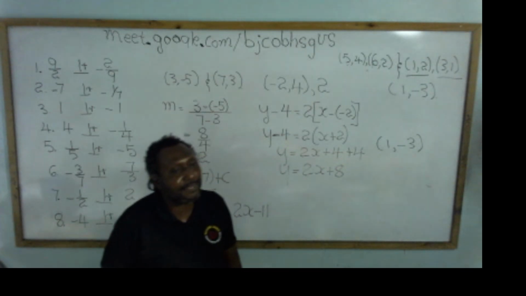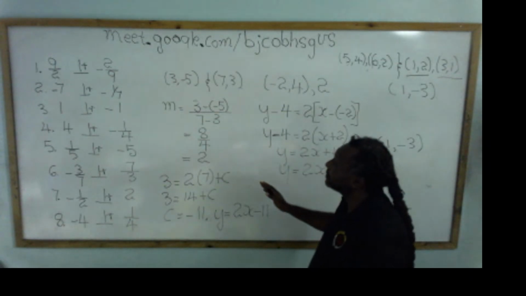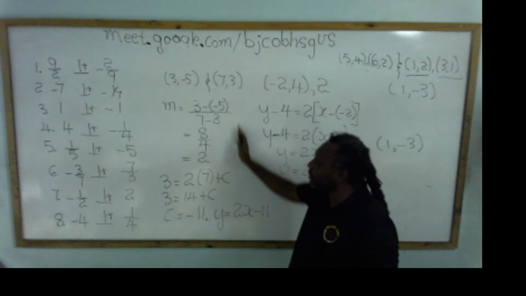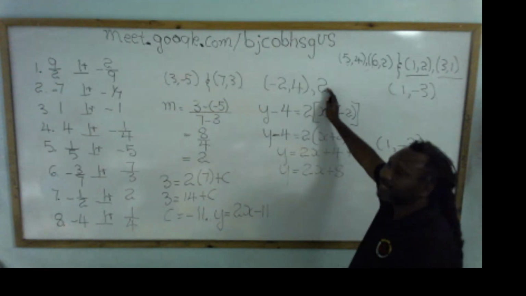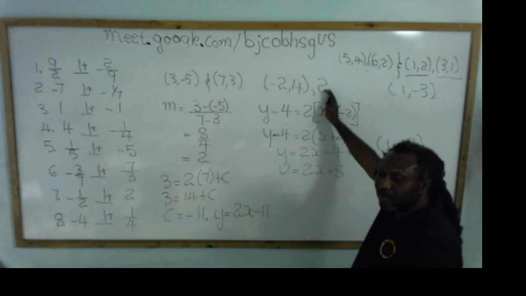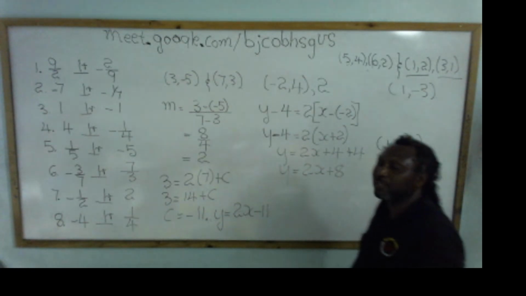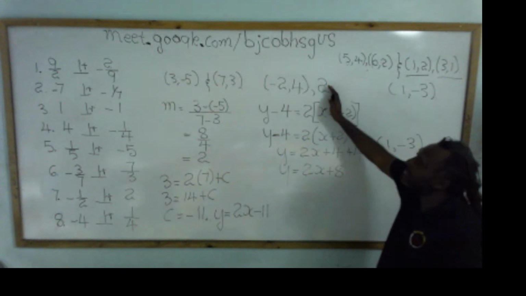Now for 1 negative 3, let me say that again from the beginning. The first one, we found the gradient and used it to find the equation of a straight line. The second one, we did not have to find the gradient because we know that it is parallel to the first one, so it will have the same gradient. So because it's parallel to the first one, the gradient is the same. So we're going to use the same gradient with the point that was given to us.